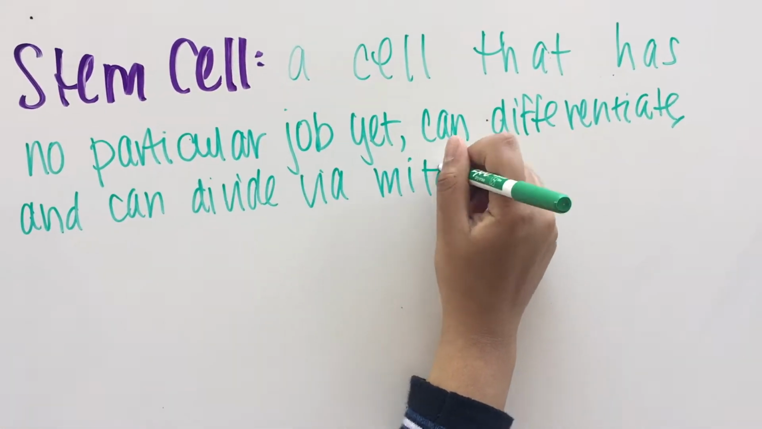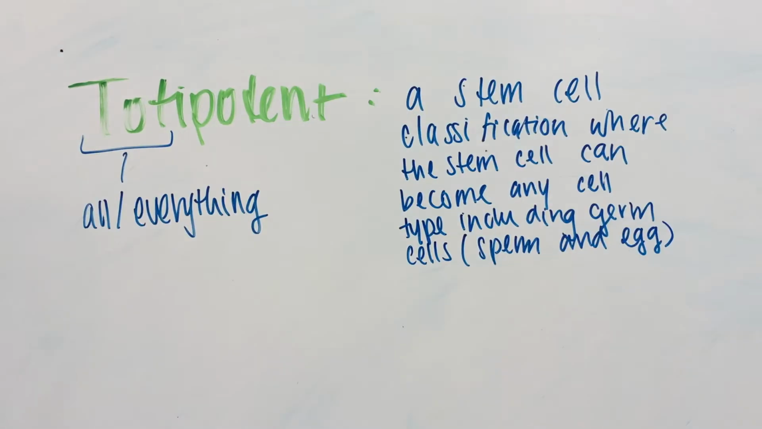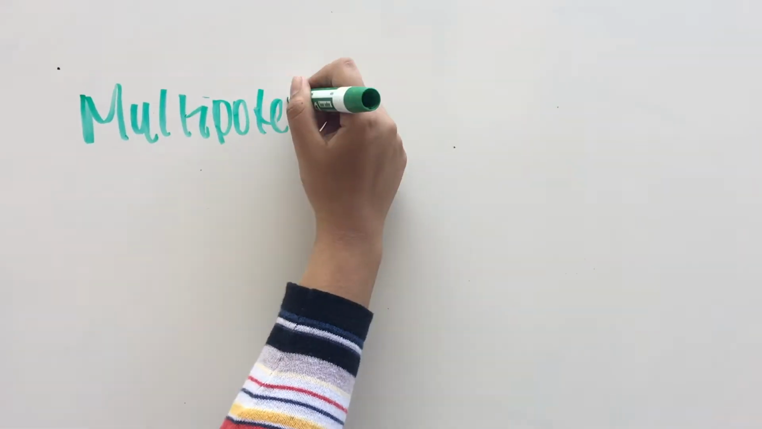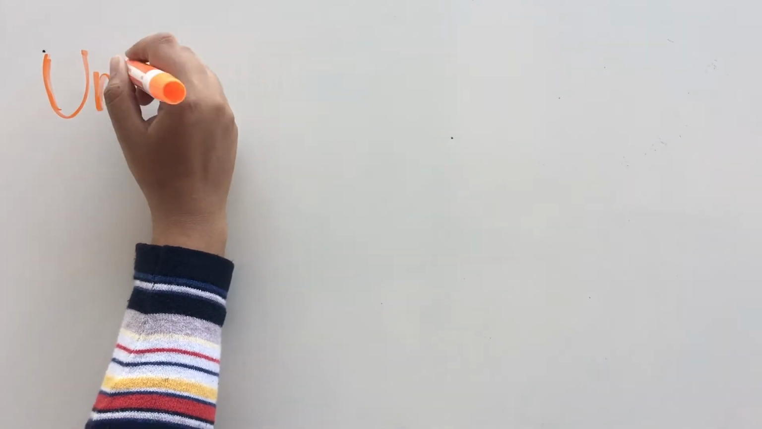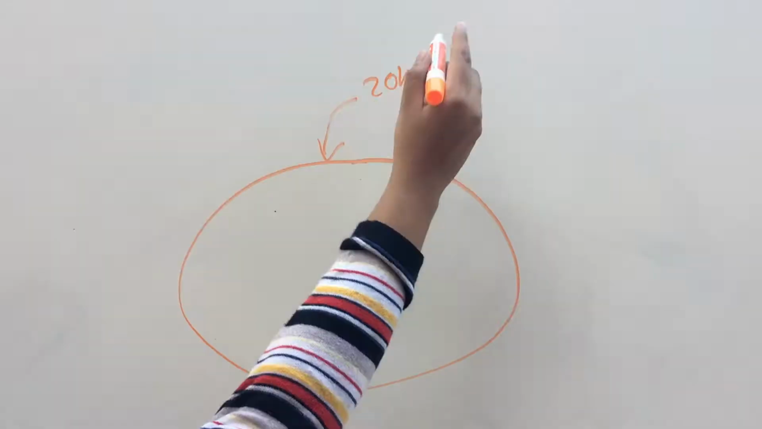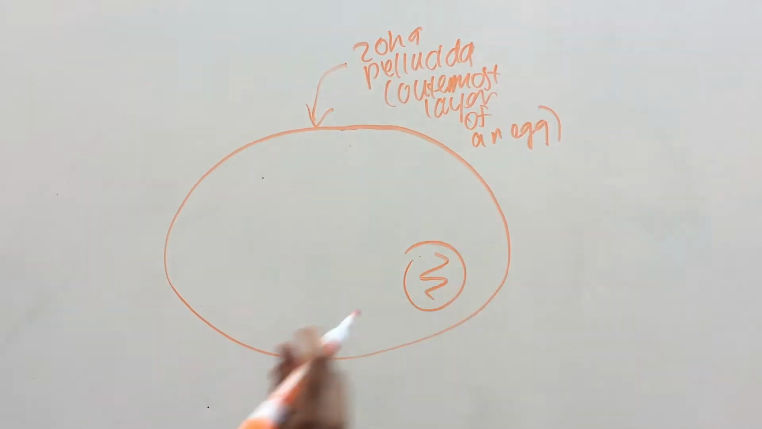There are also different classifications of stem cells: totipotent, pluripotent, multipotent, and unipotent. In order to understand how they are created, we need to go all the way back to fertilization.